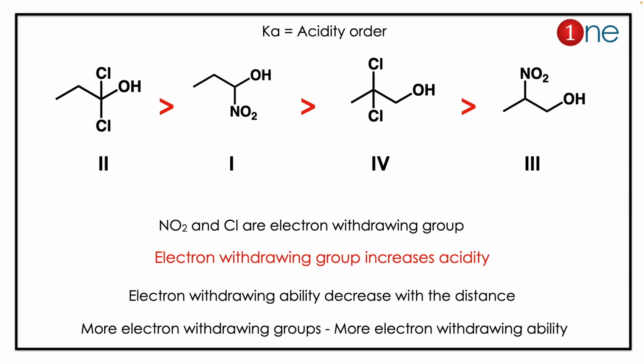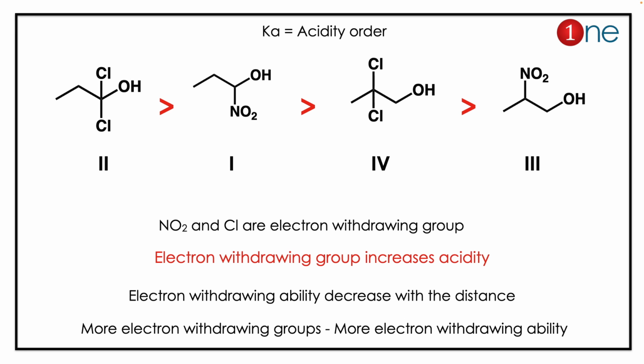The answer is simple if you know the fact: NO2 and Cl are electron withdrawing groups, and electron withdrawing groups increase the acidity. The Ka, the dissociation constant of an acid, is equal to the acidity. So you have to guess the Cl and NO2 effect on the chain. If the withdrawing group is near the OH, it will increase the acidity. Away from the OH, it will decrease the acidity.